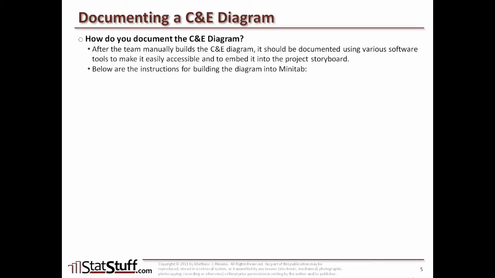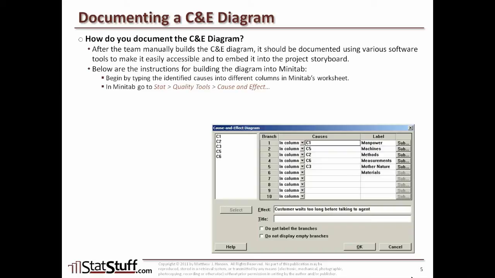So what I want to show is how you can build this type of C&E diagram within Minitab as one of the possible software packages that you can use to build this type of diagram. So you begin by going to the worksheet within Minitab and typing in each column the different causes that were identified within each of the bones of the C&E diagram. And then you would open in Minitab, you go to Stat, Quality Tools, and then Cause and Effect, and it'll open up this dialog box for you to look at here.